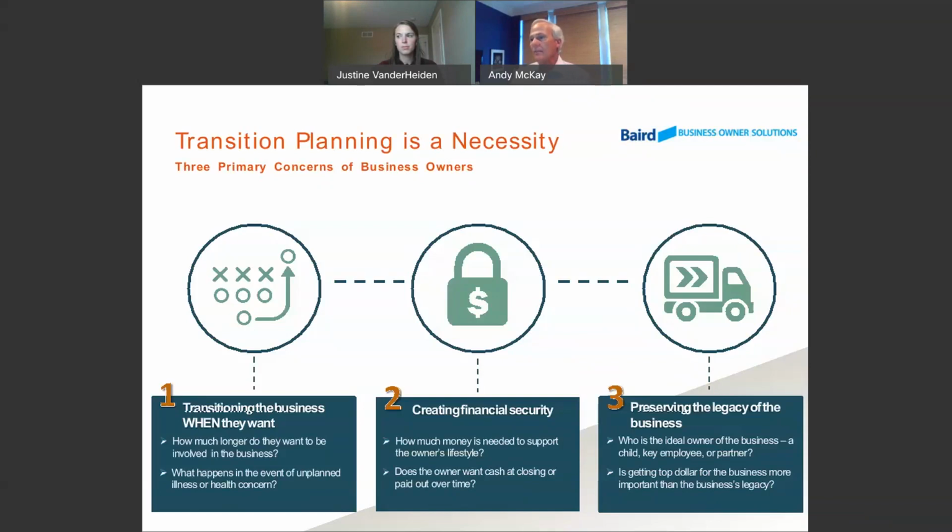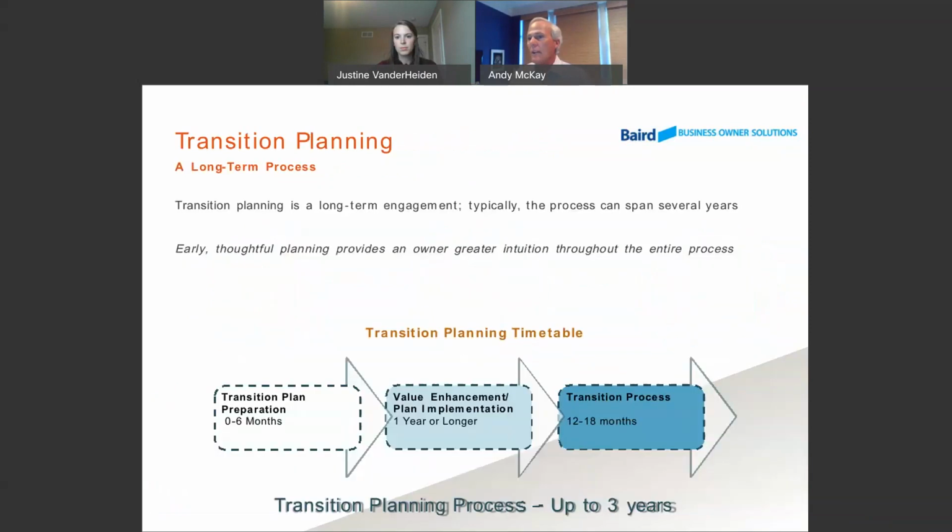And then finally, preserving the legacy of the business. Business owners in many cases have spent decades building a business, and they've hired every employee, and they've built this culture, and it's important to them that the legacy and what they've created continue. And in some cases, you have to balance that against maybe getting the absolute top dollar for the business. So these are hard questions for them to address.